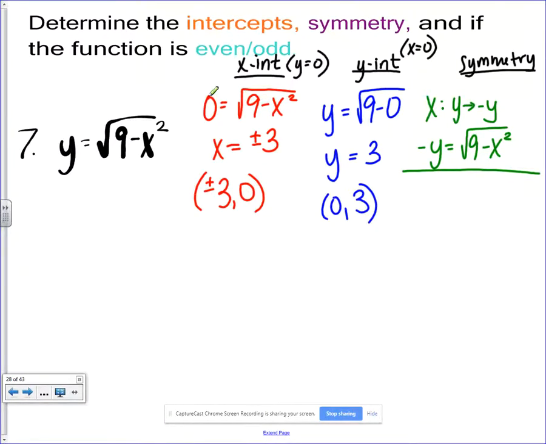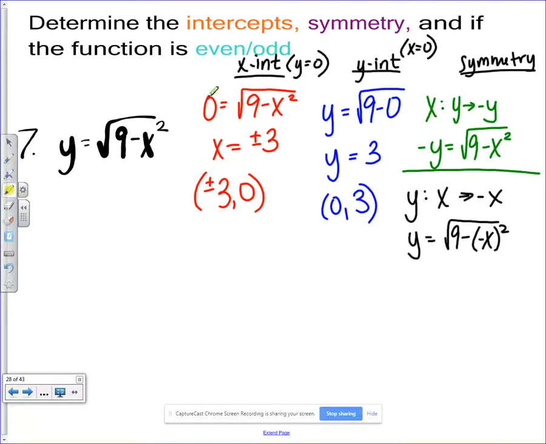Okay. Where am I at here? Y-axis symmetry. What do you guys think? Good to go on that one? Yes? So what kind of function is this if it has y-axis symmetry? Is it even or odd? Which one is it? One says even, one says odd. Okay, even.